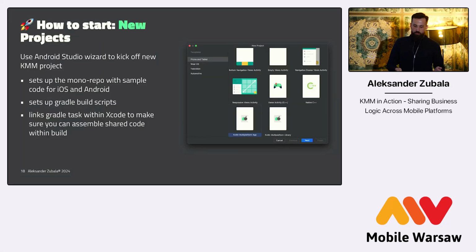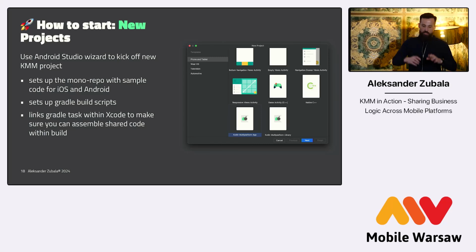When you have a new project, you basically go with the wizard from Android Studio and choose the Kotlin Multiplatform app, and then it will build all the shared code, the Android app, and the iOS Xcode app with the Xcode project already set up. So this is a monorepo approach where you have everything in one project, with three folders: shared code, iOS, and Android.